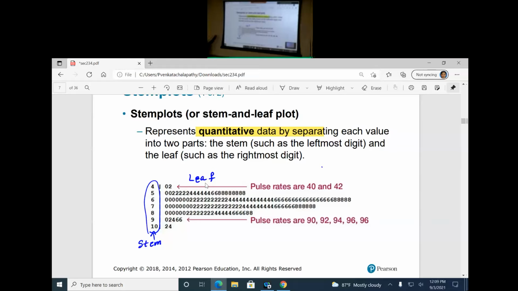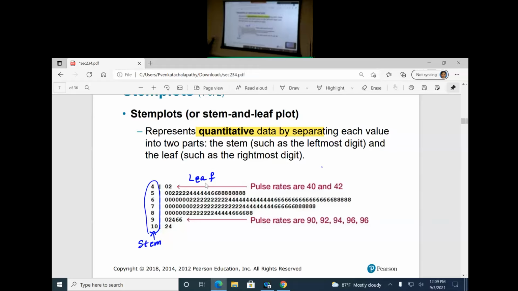40. So every number starts with 4. Okay, so I will write 4 here, and this is my first value, 40, where the first number belongs to the stem, and the second number will always be in the leaf. And it has to be in order, lowest to highest.